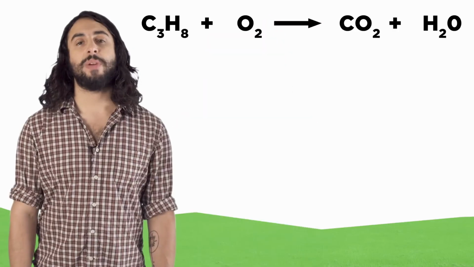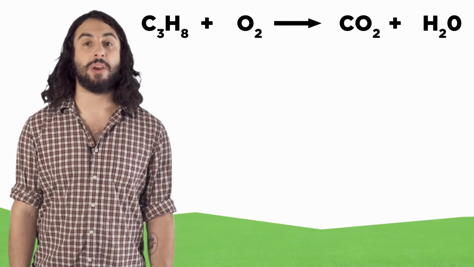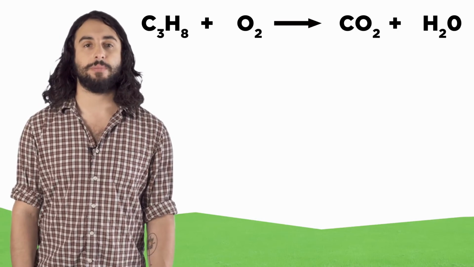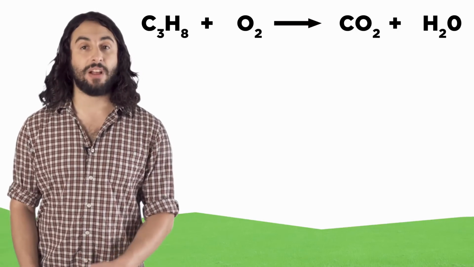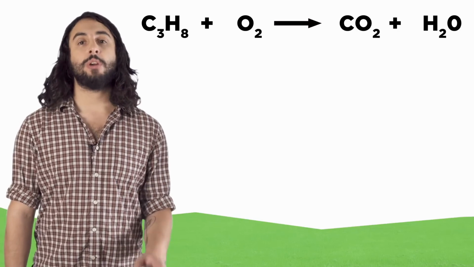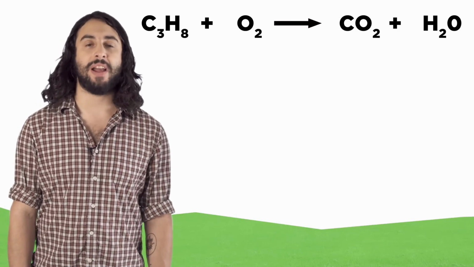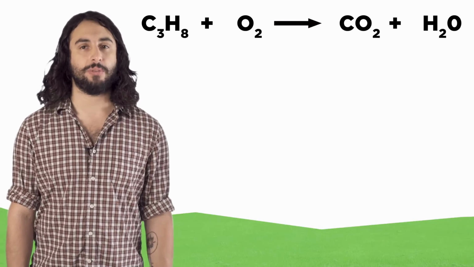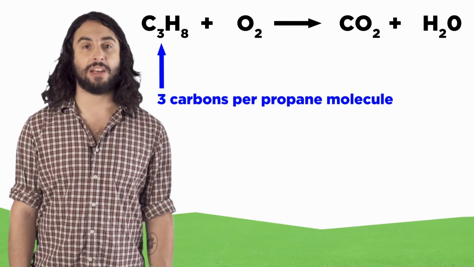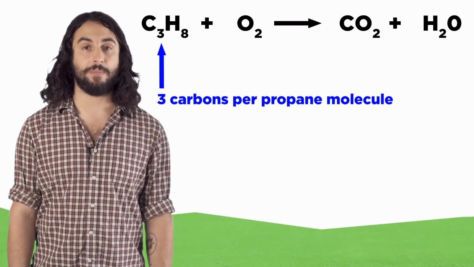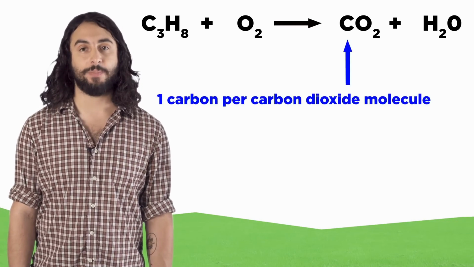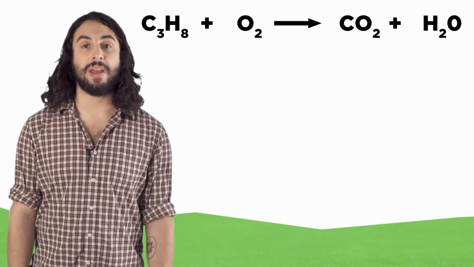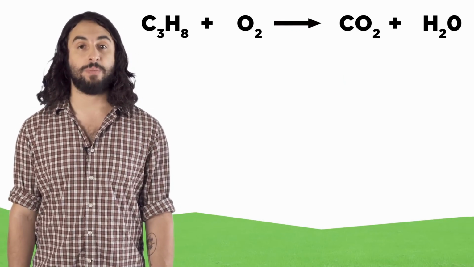Hey, it's Professor Dave. Let's learn how to balance equations. If we have an unbalanced equation like this one that we need to balance, there's an easy way to do it. We will balance things one element at a time. If an element exists by itself, do that one last. Start with an element that is present in just one compound on each side. Let's do carbon first. On the left, there are 3 carbon atoms for every molecule of propane. And on the right, there is just 1 for every molecule of carbon dioxide. So according to the carbons, we are going to make 3 CO2s with every propane.